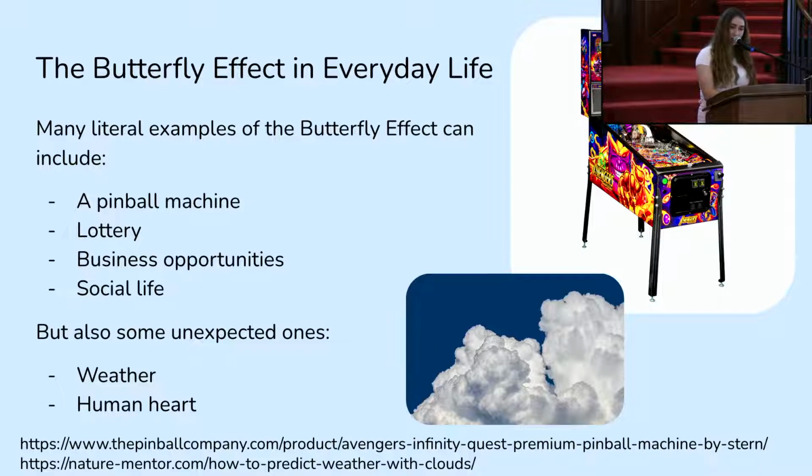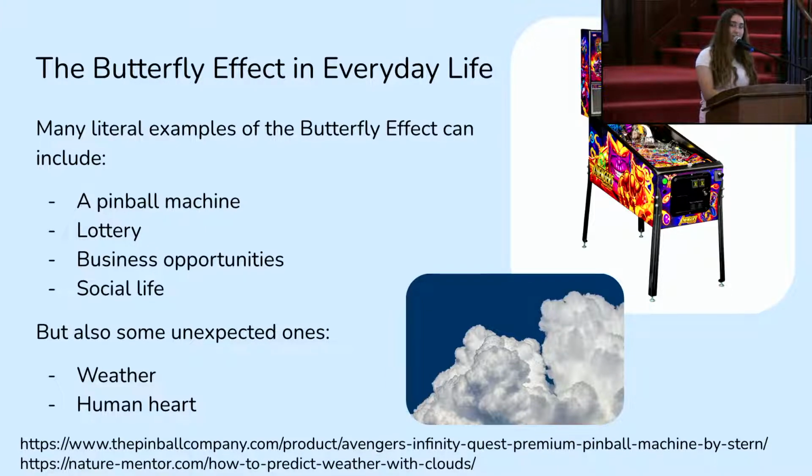And what also surprised me was that the human heart relies on chaos in its rhythm. And so our heart rate needs to change rapidly to ensure the needed amount of blood is being pumped at all times, especially during strenuous activities. And so all of these everyday things that are pictured rely on chaos and are unpredictable to a certain degree.